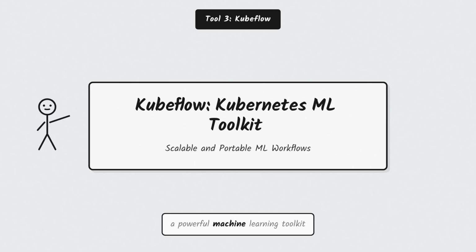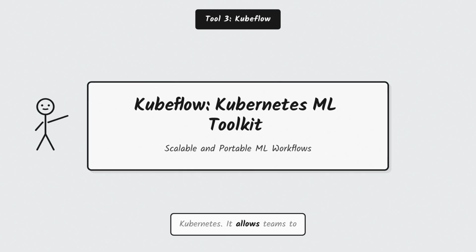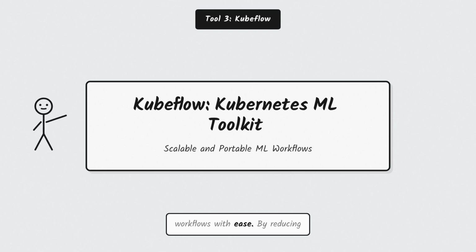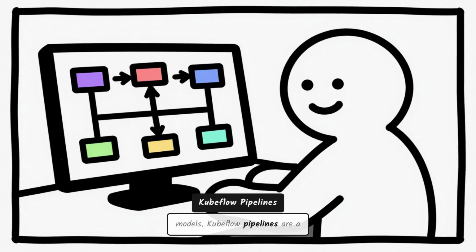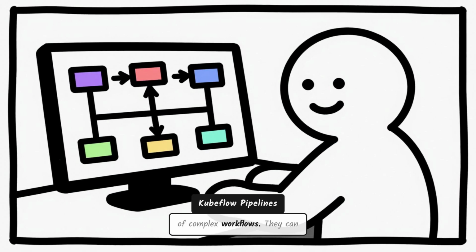Kubeflow is a powerful machine learning toolkit designed specifically for Kubernetes. It allows teams to create scalable and portable machine learning workflows with ease. By reducing deployment complexity by 50%, Kubeflow makes it much easier for teams using containerized microservices architectures to manage their machine learning models. Kubeflow pipelines are a key feature, streamlining the orchestration of complex workflows.